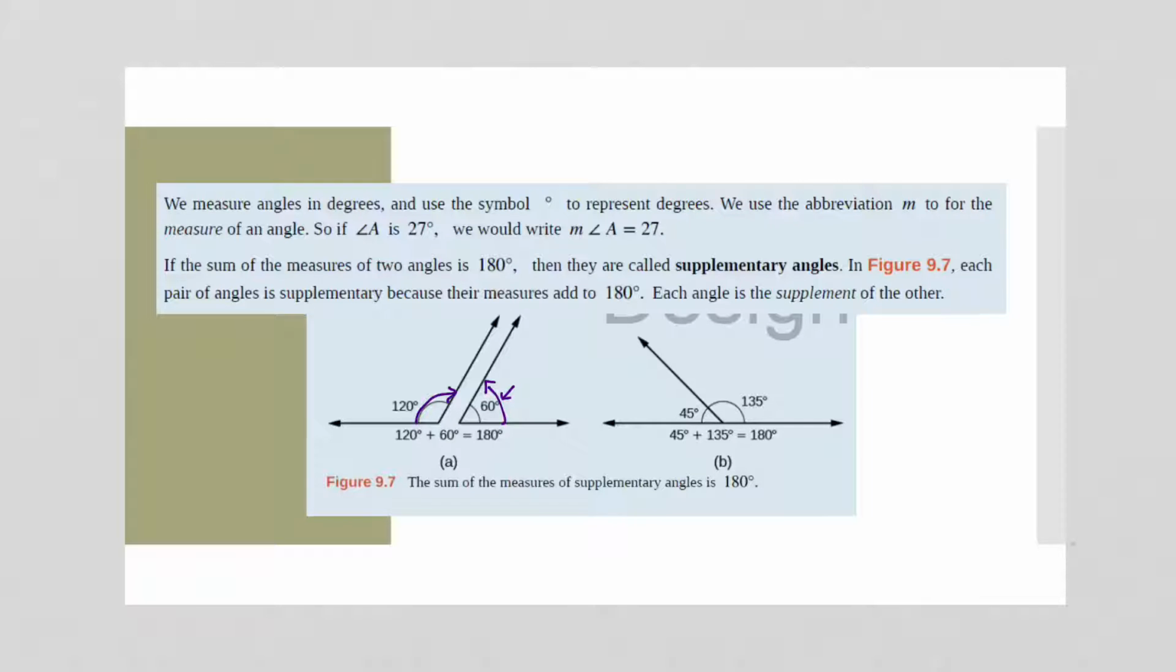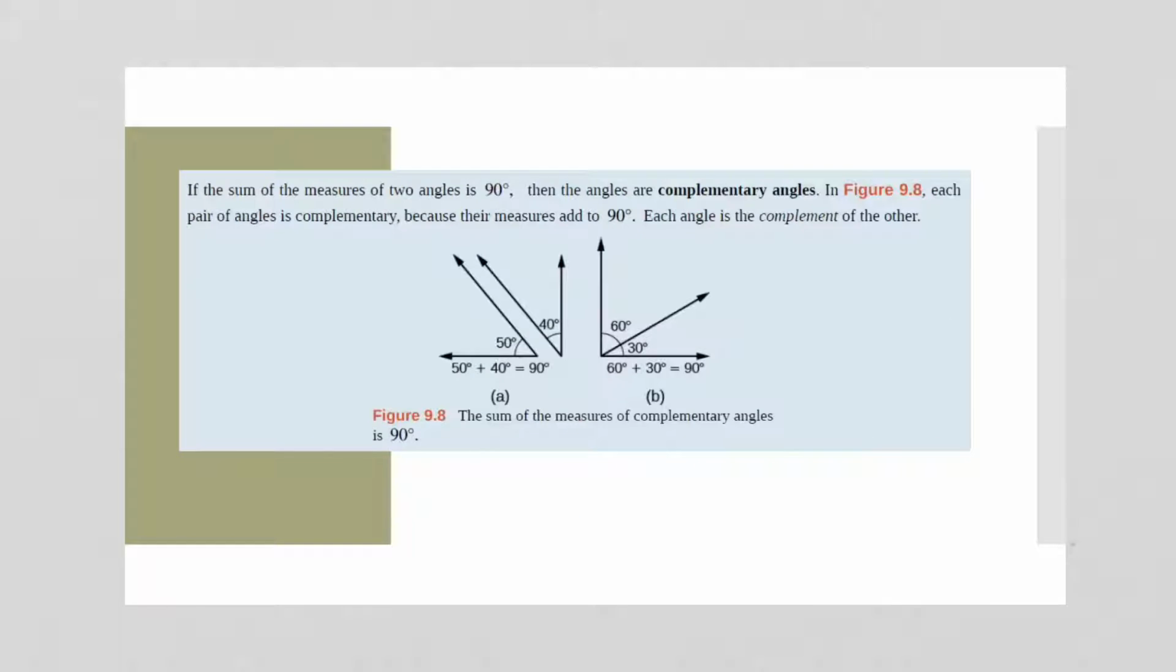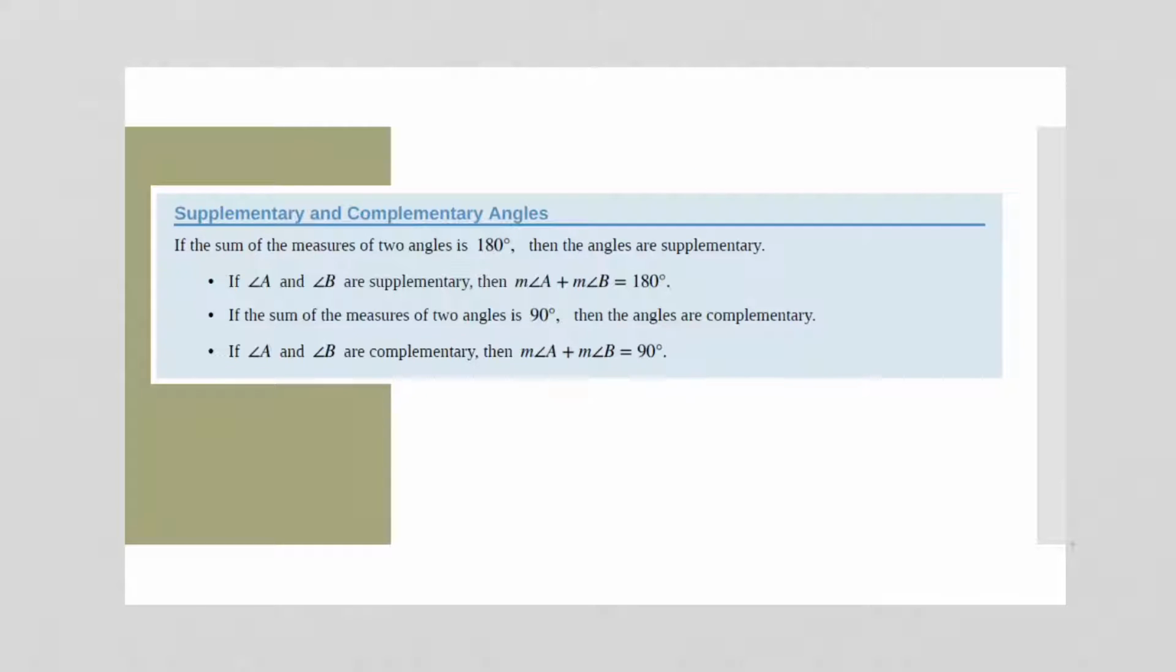If two angles add up to, or have a sum of, 180 degrees, they are said to be supplementary. If two angles have a sum of 90 degrees, they are said to be complementary. This page just kind of sums it up. If angle A and angle B are supplementary, then their angle measures add up to be 180 degrees. If the sum of the measure of two angles is 90 degrees, then they are complementary.